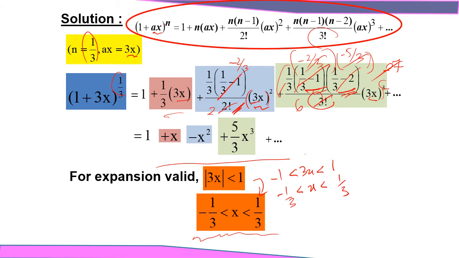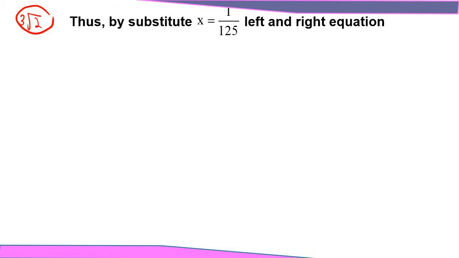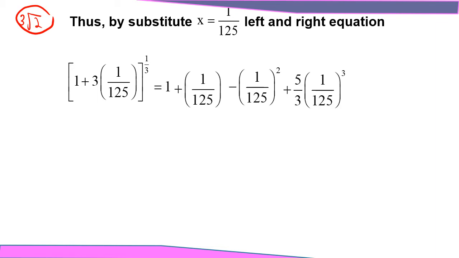Okay? Okay, what is the next part of the question? We want the exact value of cube root of 2. So, this cube root of 2 should be the subject of our finding. So, by substituting x equal to 1 over 125 on the left side and on the right side of the equation we have as the result before.